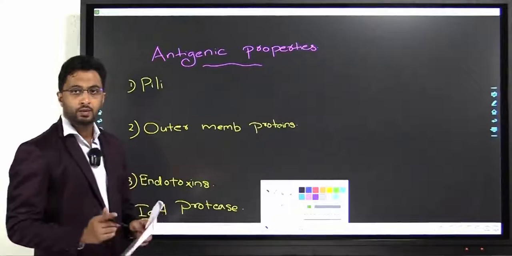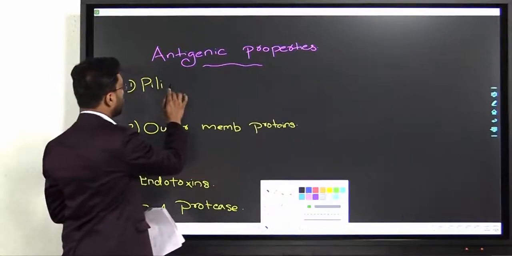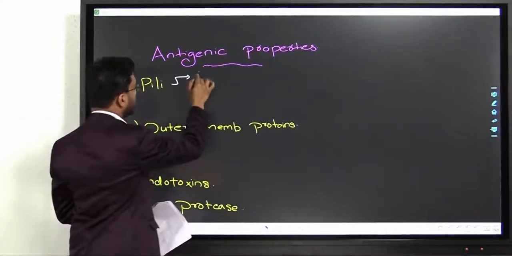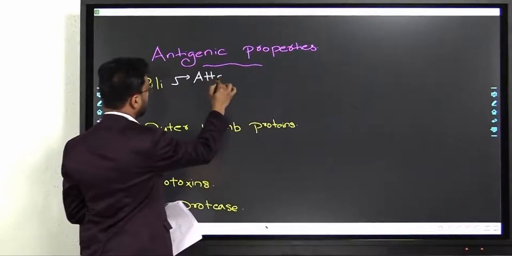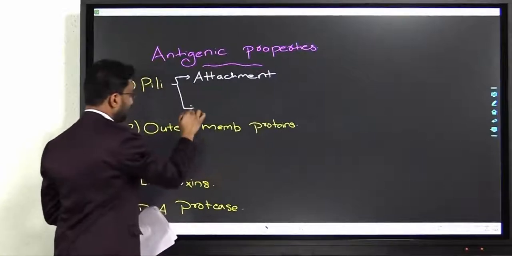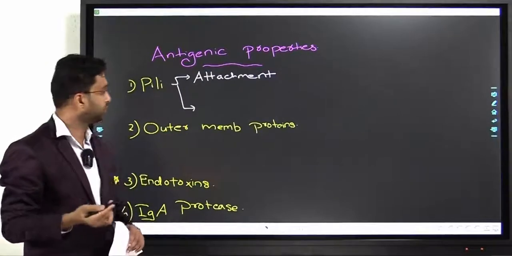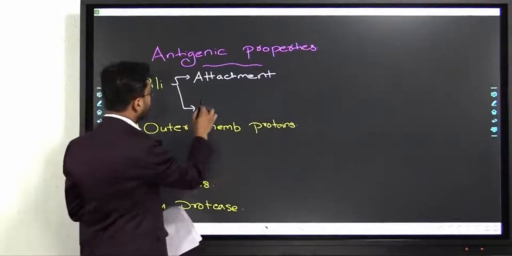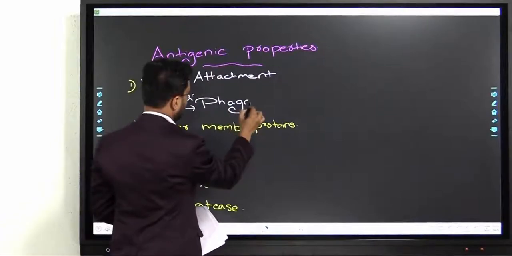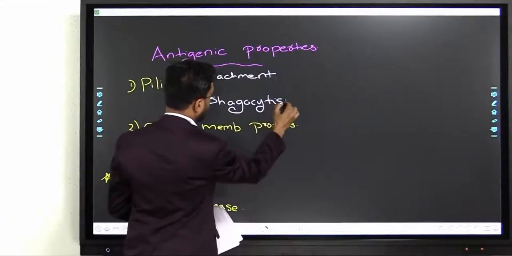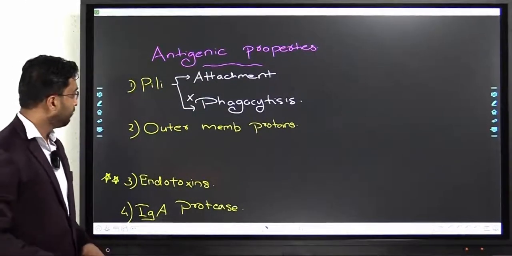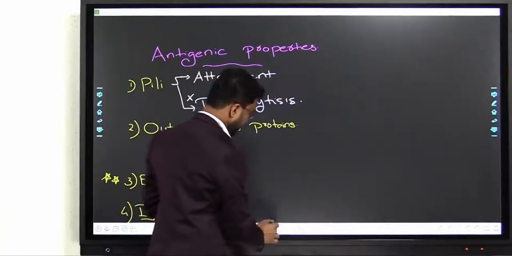So when you come to pili, there is normal pili and sex pili. The very important role of this is attachment: attachment to the host cell and attachment to the adjacent bacteria for reproduction. So pili are for attachment and they prevent or resist phagocytosis. That is why it is a very important virulence factor. They inhibit phagocytosis. Then the next one is outer membrane proteins.